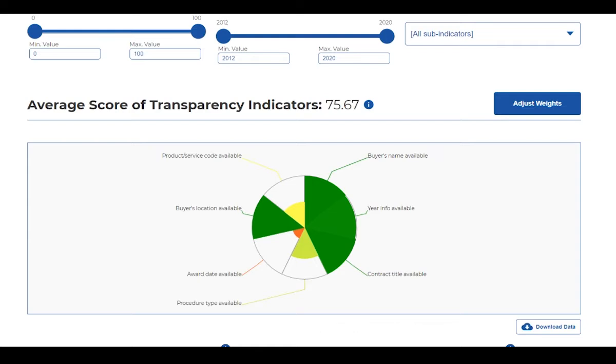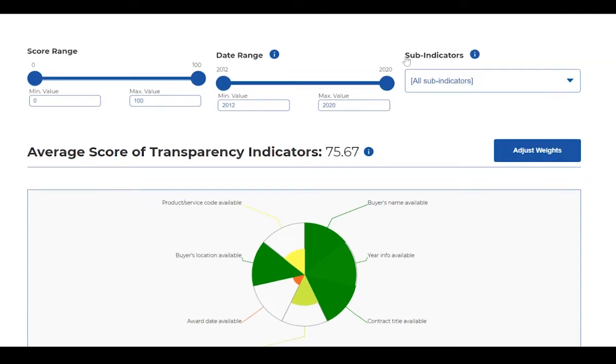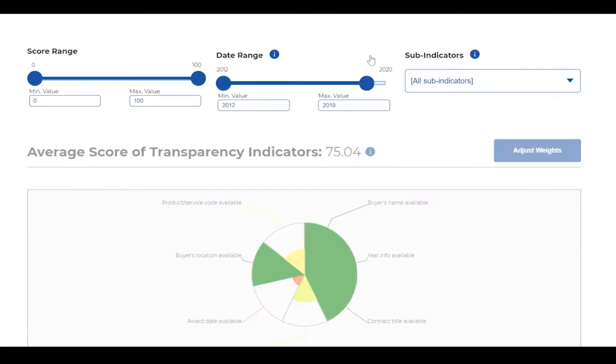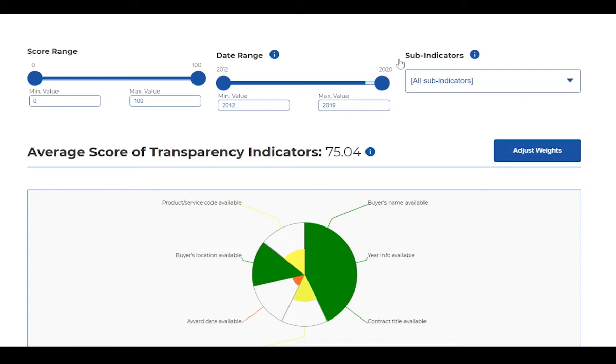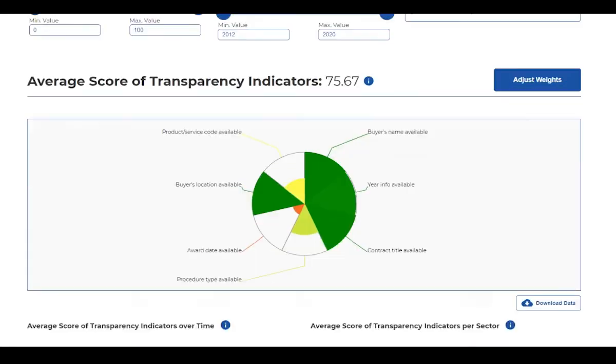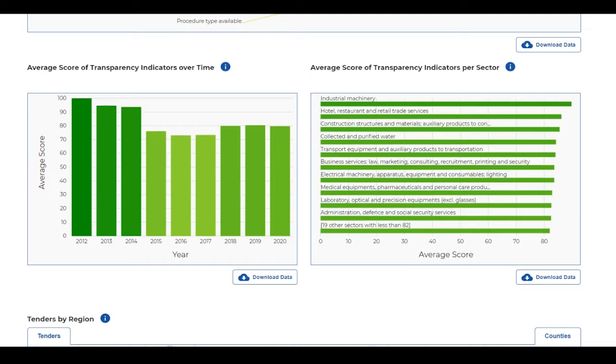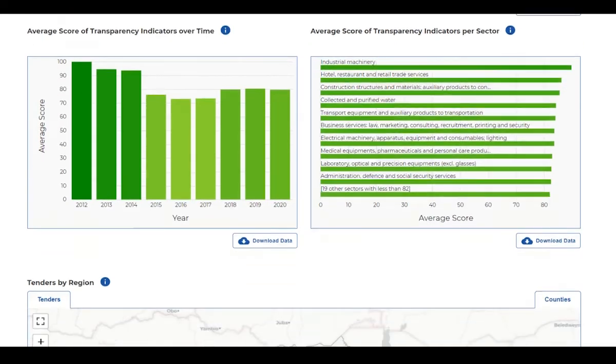You can change the filters to zoom in on a particular sector or time period. The bigger the slice of pie, the more transparent the sector or contract. Scrolling down, you can see how the levels of transparency have changed over time and how they differ according to sector. And again, you can see the indicators for each region's spending.